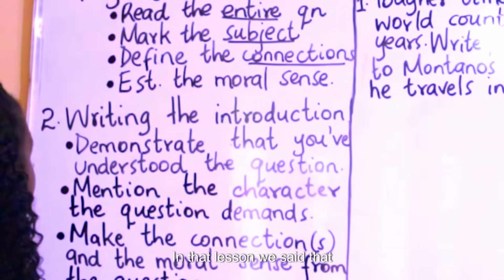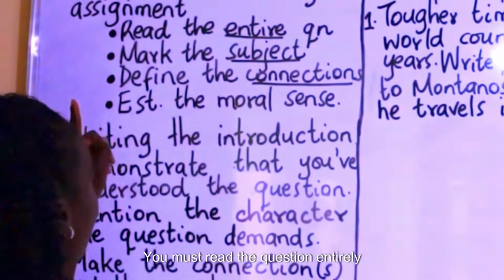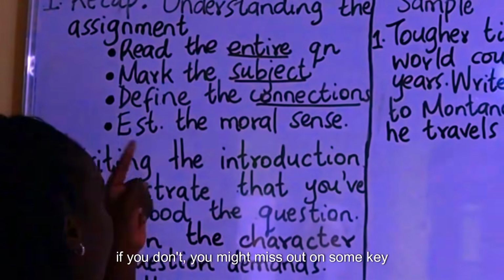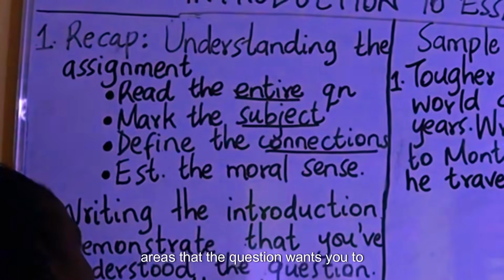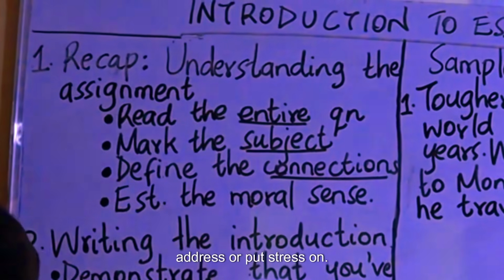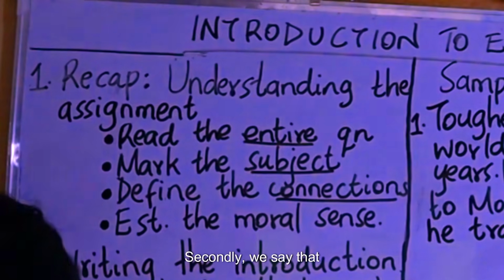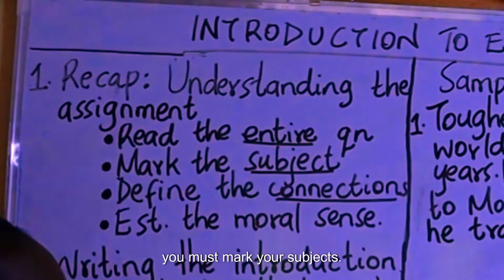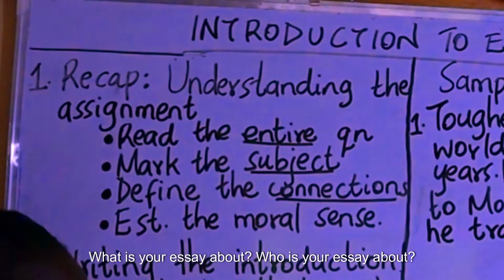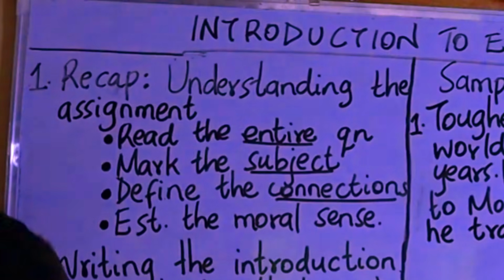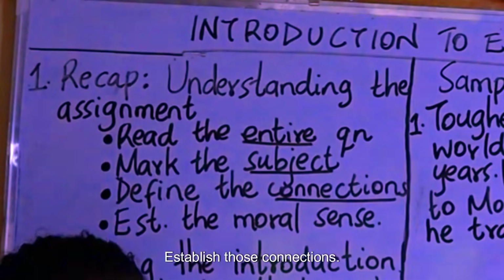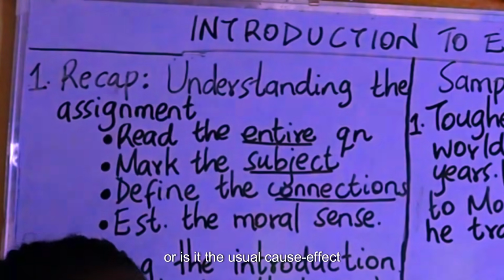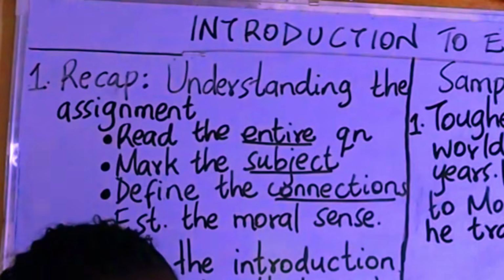In that lesson we said that you must read the question entirely, because if you don't, you might miss out on some key areas that the question wants you to address or put stress on. Secondly, we say that you must mark your subject. What is your essay about? Who is your essay about? Thirdly, define the connections. There must be connections in your essay. Establish those connections. Are they connections of comparison, or is it the usual cause-effect relationship?